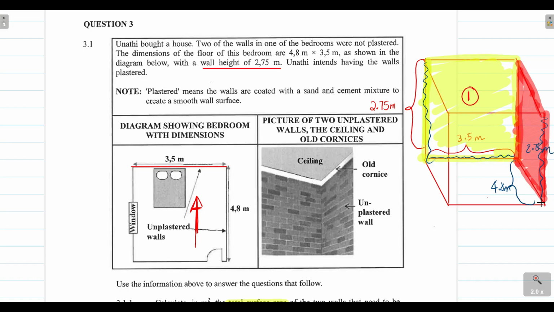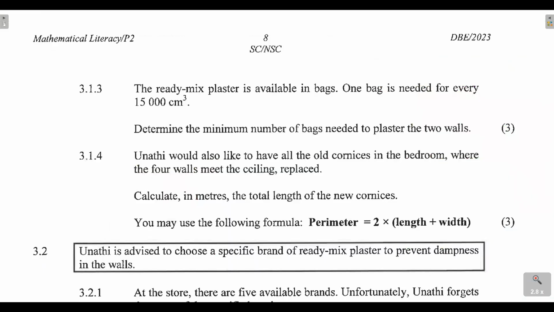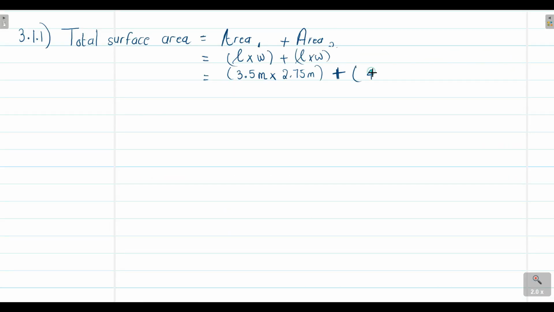Okay, so our length is 4.8 meters multiplied by our width, in this case of 2.75 meters. Okay, because now you have to think of it in terms of 2D, length times the width. So let's write that down. And then all that we need to do, guys, remember, we need to show all the bits and pieces.